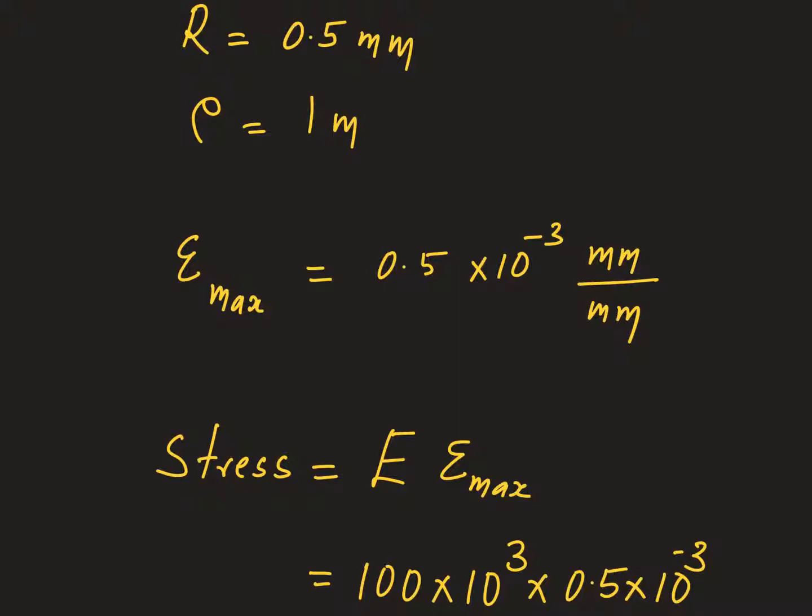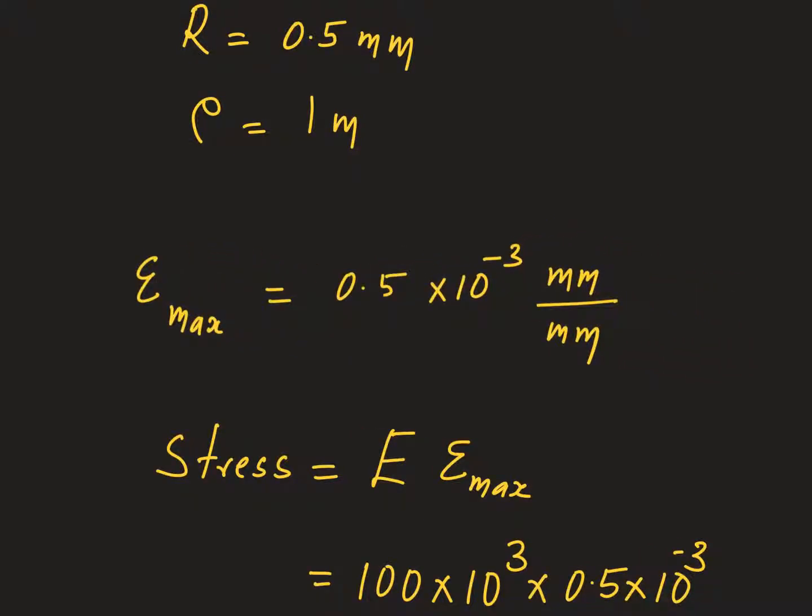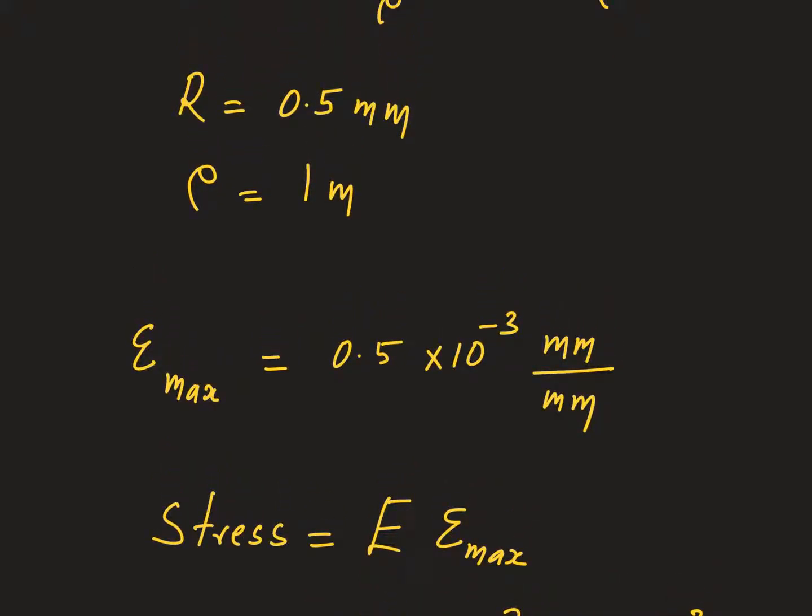Again, always pay attention to using consistent units. See, here I substituted r in mm and I substituted rho also in mm. 1 meter corresponds to 10 to the power 3 mm. That's why this thing comes up.